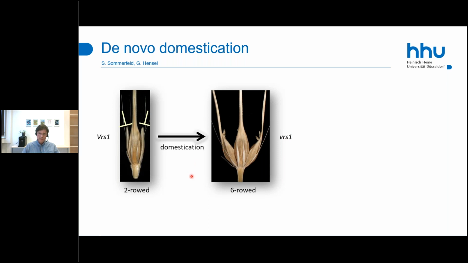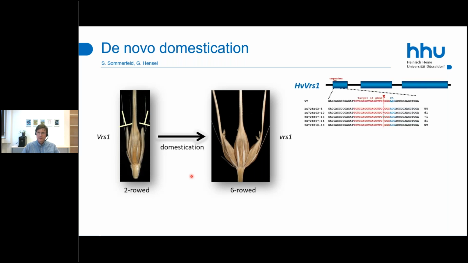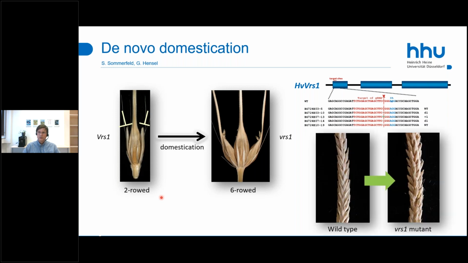And so as soon as the CRISPR-Cas technology became available, of course, I became interested in repeating our RNAi experiment. Here you see the genomic structure of the BRS1 gene. It consists of 3 exons, and the target site was chosen in exon 1. Below you see the outcome of the sequencing, and you can see that we found mutants in this plant, and of course we checked for the phenotype, which is given here.